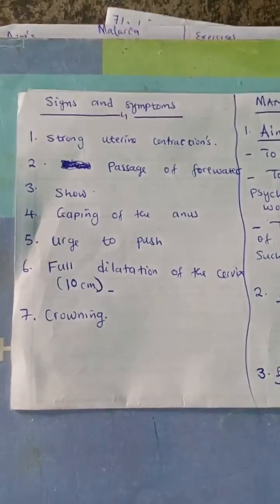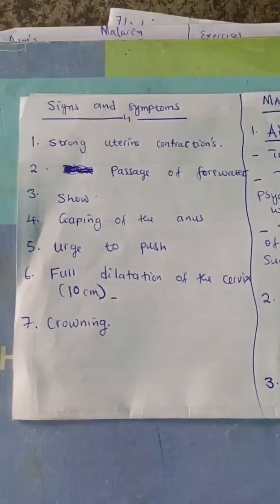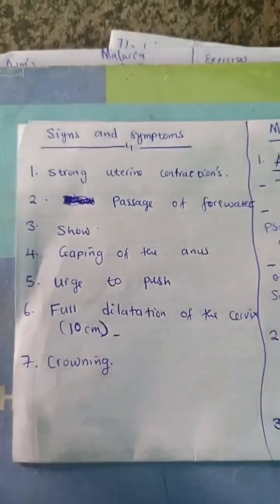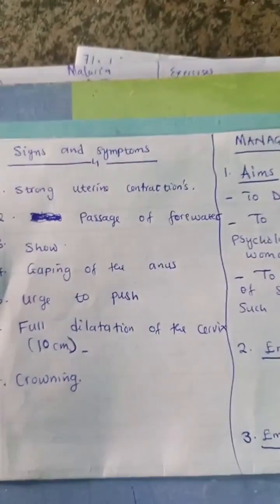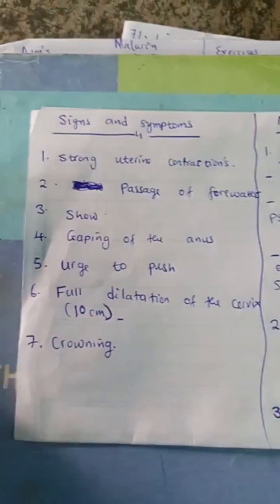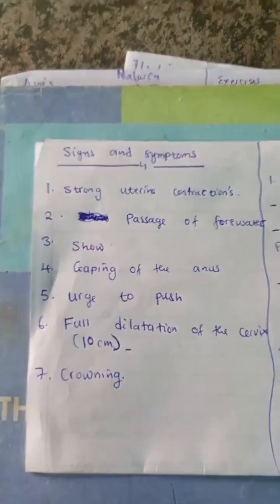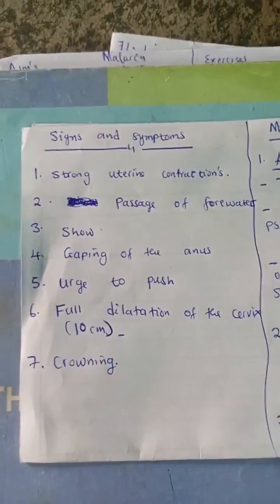So the signs and symptoms of second stage of labor. One, we are going to have strong uterine contractions. So remember, after 8 weeks, after the woman is pregnant, starting from 8 weeks, she starts to experience some contractions. Those are not labor contractions. We call them Braxton Hicks contractions.